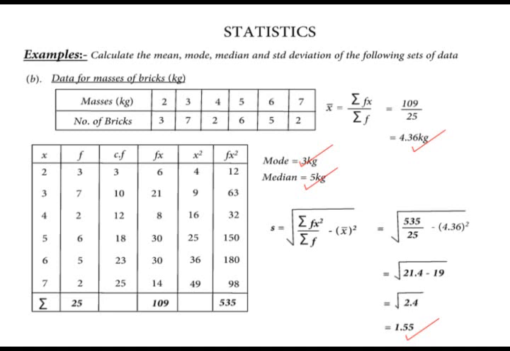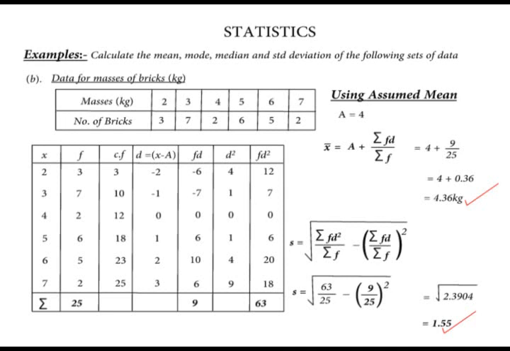Notice that we have calculated the mean and the standard deviation using the direct method. If the question required us to use the assumed mean method, we could still have done that, only that the table would look different because of the formula.